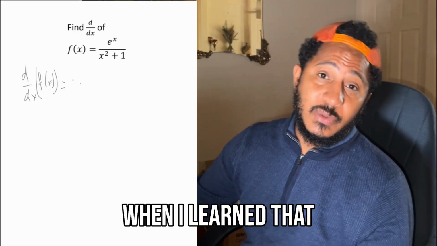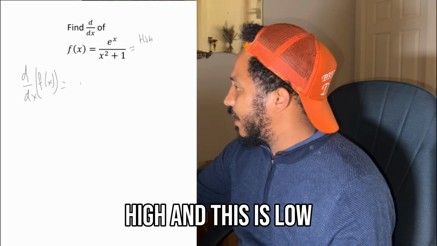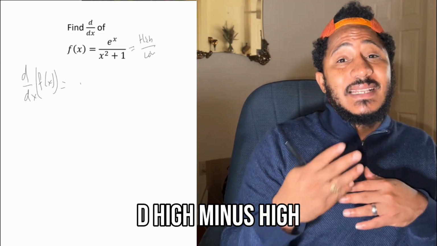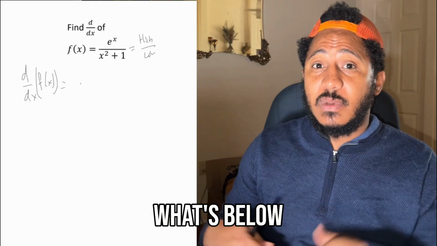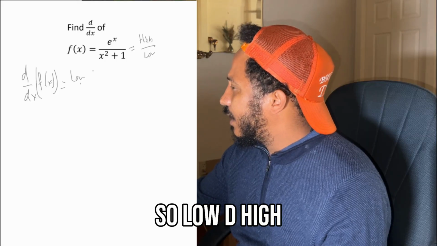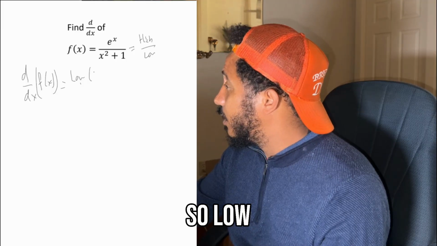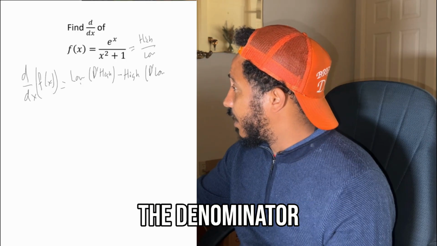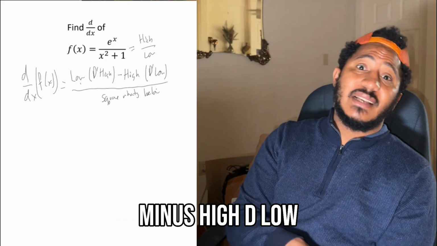Now, when I learned that, we had a shortcut to find this. Let's say this is high and this is low. Our shortcut was low d high minus high d low, square what's below. Low d high, meaning the derivative of the numerator, minus high d low, meaning the derivative of the denominator. And then we said square what's below.